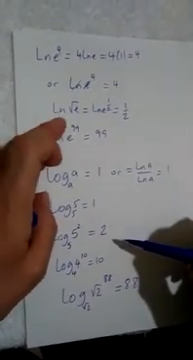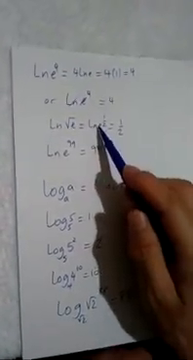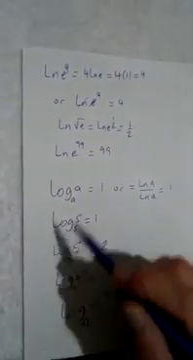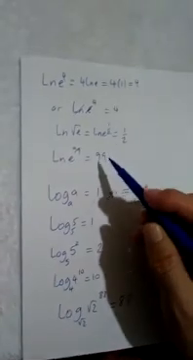ln of square root of e. Square root of e is e to the power half. Same thing. ln will cancel the e, and that leaves you with a half. And then if you have ln of e to the power 99, that's just 99.